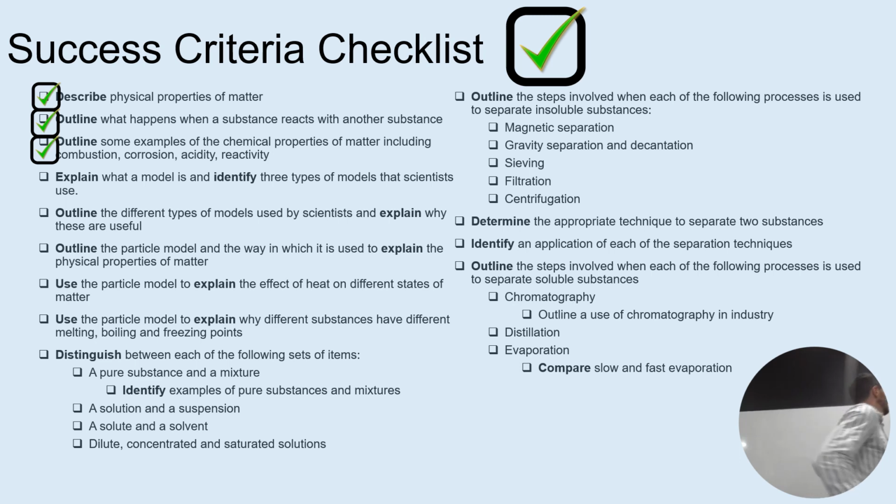Okay, here's our checklist. Describe the physical properties of matter. What were some of those examples of physical properties? Colour, hardness, form. Look, reactivity is a chemical property. What are the physical properties? Toughness, hardness, strength, melting and boiling point, state and temperature. These are the physical properties of substances.